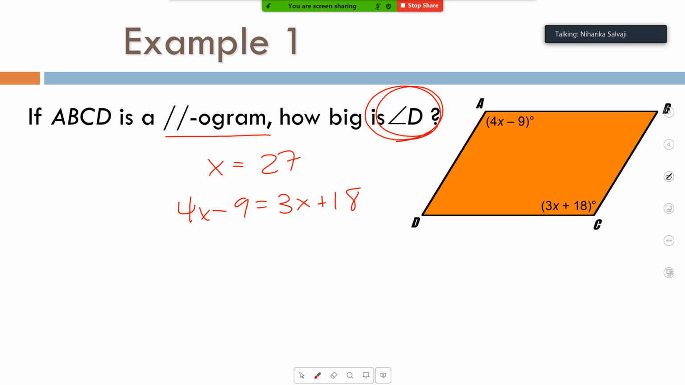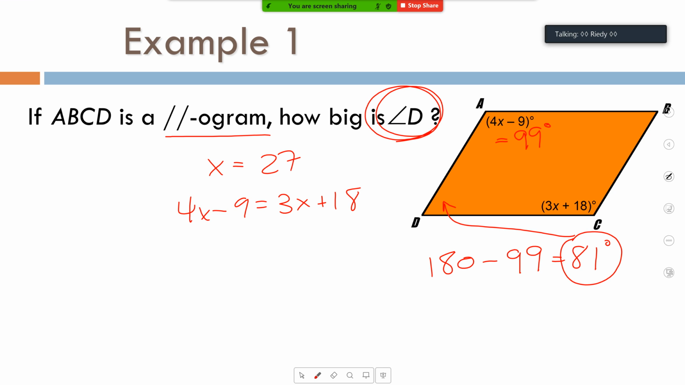I think you plug the x back into either 4x minus 9 or 3x plus 18. Okay. And then I love that. When you do it, what do you get? From 180. Okay, so what's 4 times 27 minus 9? Anybody? 99. 99. And then I do what with that, Nia? You do 180 minus 99. Perfect. Which I believe is 81, yes? Good.